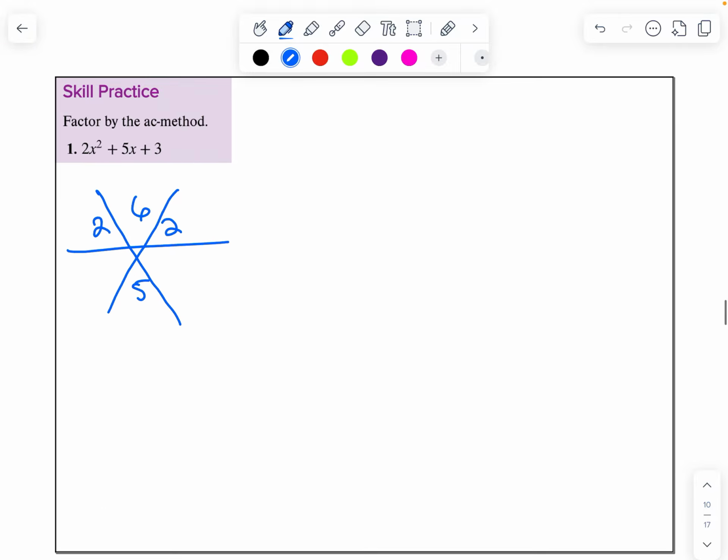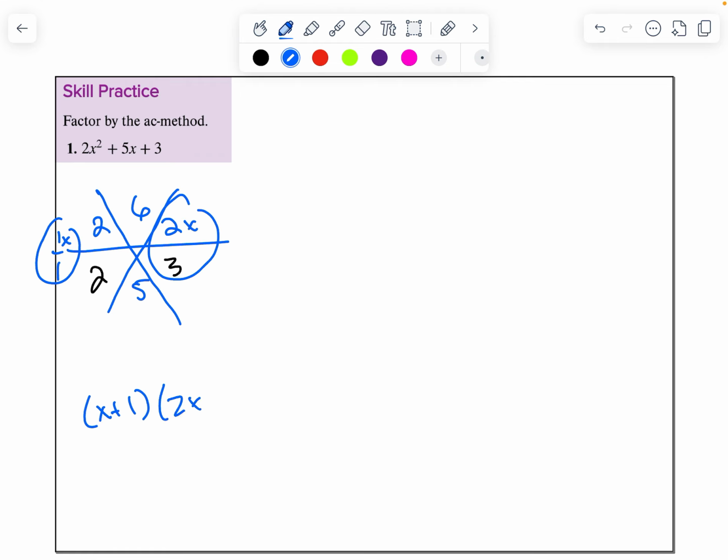We don't have many more of these. I've got this one set up for you. We've got A on the top left and top right, B on the bottom, A times C on the top. Can we find numbers that multiply and add? Multiply to 6 and add to 5. Should be an easy combination. 2 times 3 is 6, and 2 plus 3 is 5. 2 over 2 is the same as 1 over 1, and so that is the same thing as x plus 1. 2 over 3 does not simplify, so that's 2x plus 3.